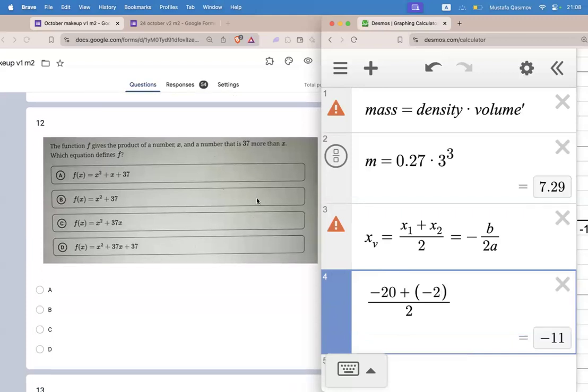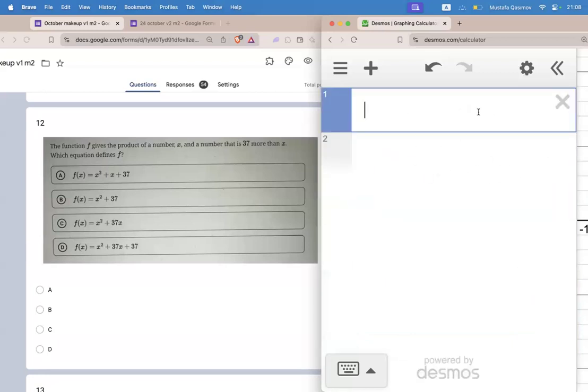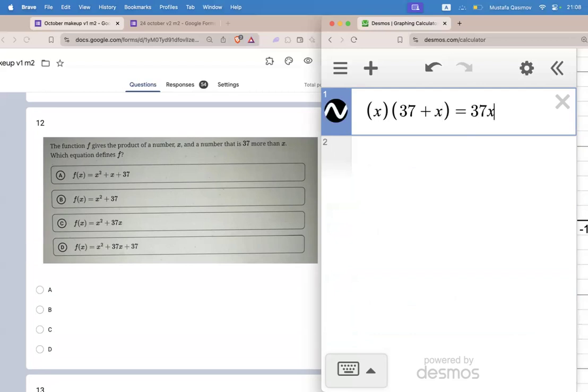12. Product means multiplication. We have to multiply x and a number which is 37 more than x. It will be like this: x multiplied by 37 plus x. So answer will be 37x plus... no, x squared. Just x squared. Answer will be C.